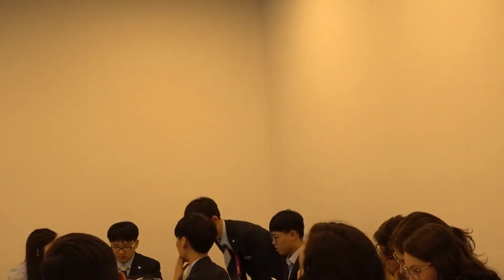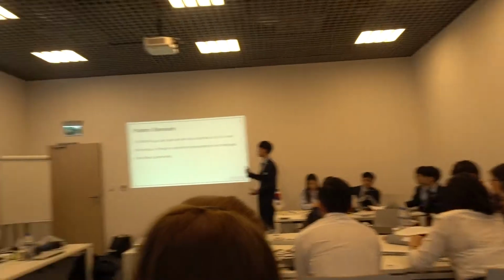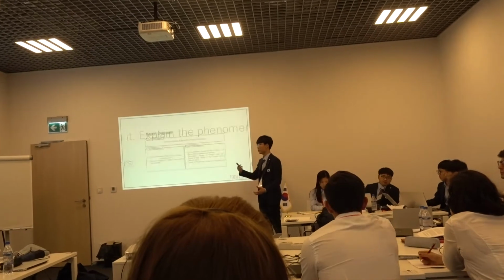I believe that will be affected by the surface of it, because I think that the surface of the ping pong ball will be smoother and the fringe of it will be much smaller. Okay, thank you. And let's start the discussion. A ping pong ball can be picked up with a funnel by blowing air through it. We have to explain the phenomenon and investigate the relevant parameters.